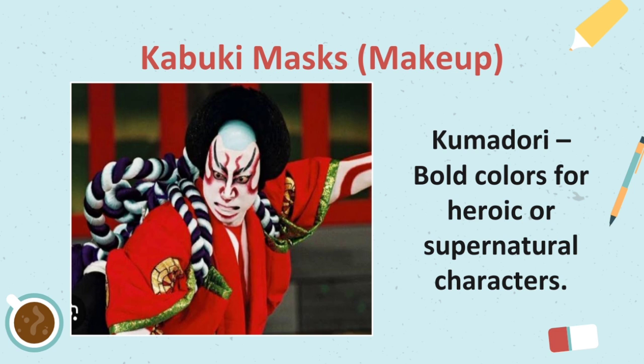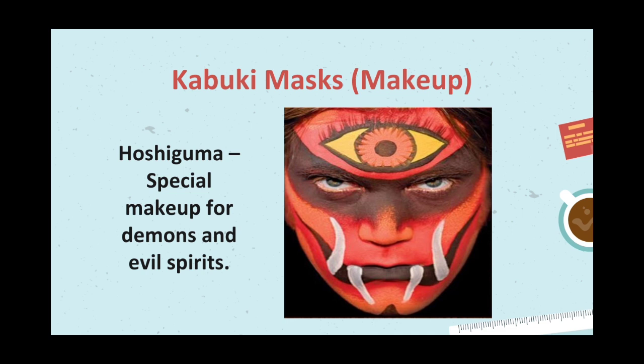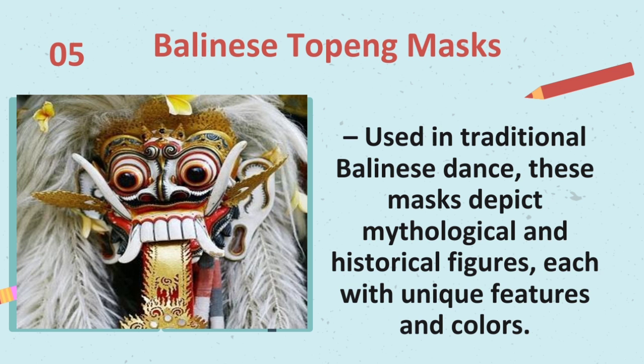In kabuki theater, actors don't wear physical masks. Instead, they use bold makeup called kumadori to show traits, such as the Hoshiguma, a makeup for demons or evil spirits. And the Balinese topeng mask is used in Balinese dances. These masks represent mythological or historical characters with unique colors and designs.